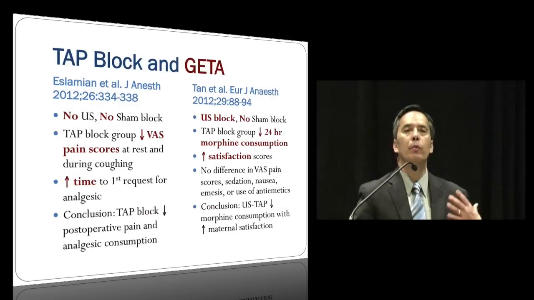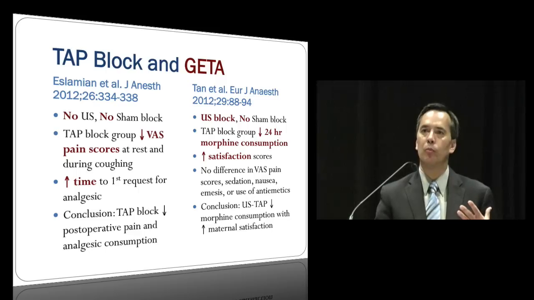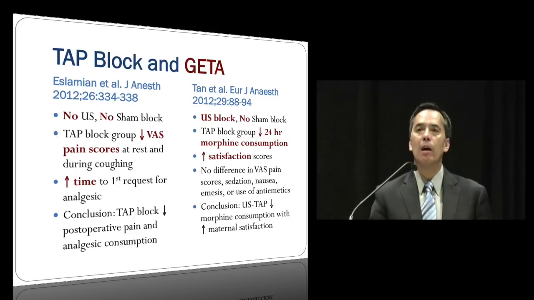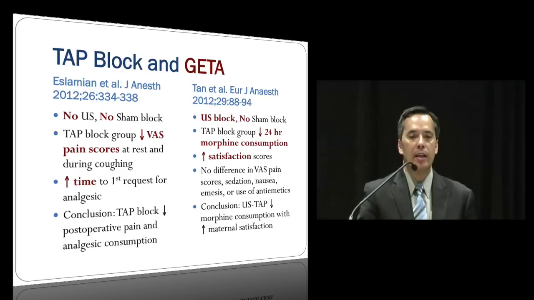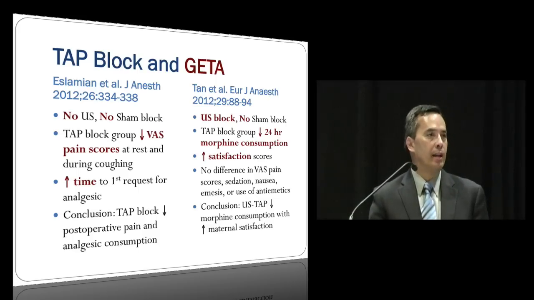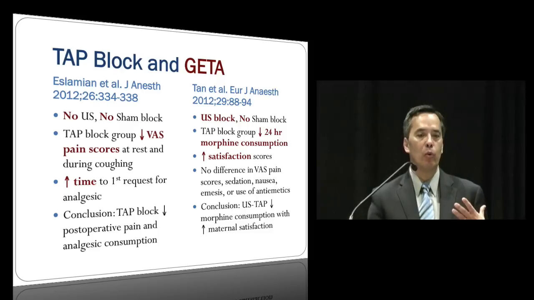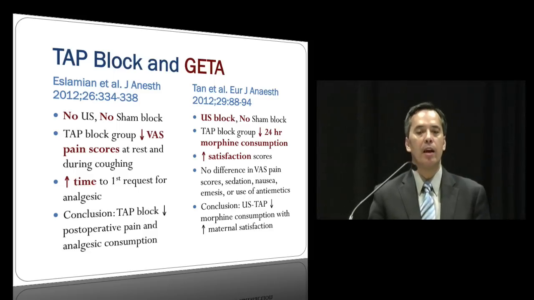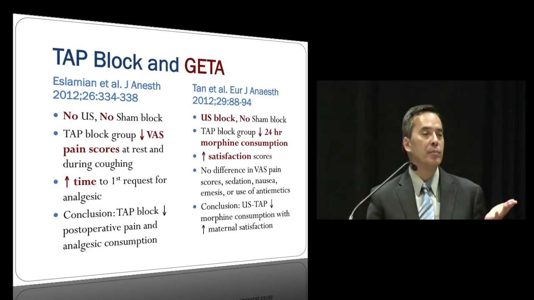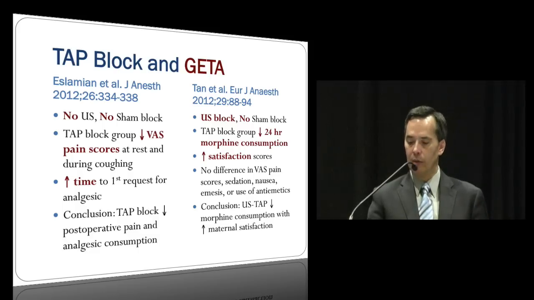So what about the TAP block? We talked about the TAP block. It's not good with intrathecal morphine if you're going to use a neuraxial technique. Well, how about with general anesthesia alone? Aslamian in 2012 and also Tan, also published in 2012, both showed that if you use the TAP block as part of a general anesthetic, so there's no intrathecal morphine, there is benefit. It decreases the VAS pain scores, it increases the time to first request for analgesic, and it can decrease the 24-hour morphine consumption with an increase in satisfaction scores. So if you have to do a general, going ahead and doing a TAP block can be beneficial.